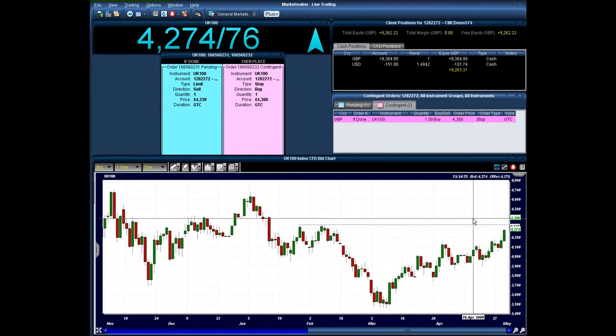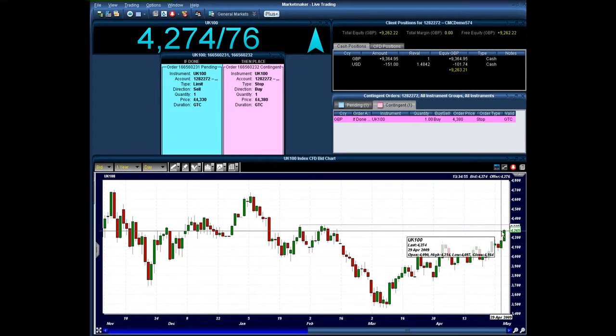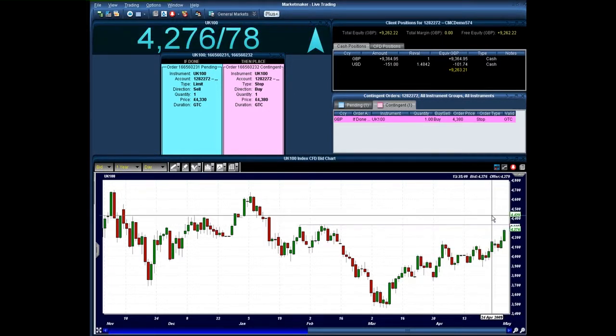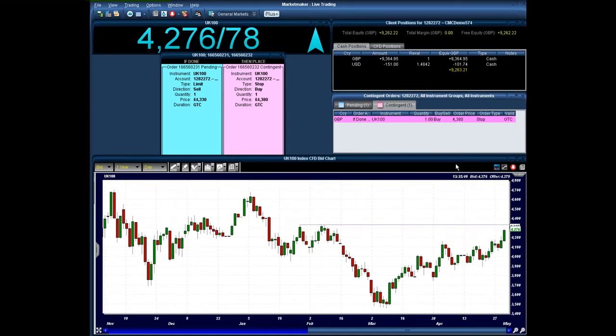So effectively, if we come back down to our chart, if the price reaches this 4,330 level and then drops back down, then we're looking at making a profit. If it breaks through this resistance level, then we expect, okay, we've got it wrong, our stop loss will come into place and we'll limit our loss to a maximum of £50.